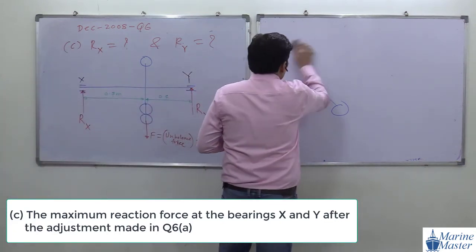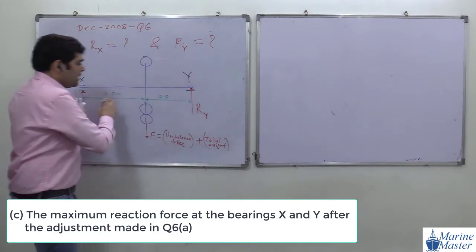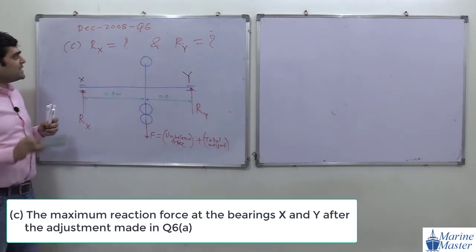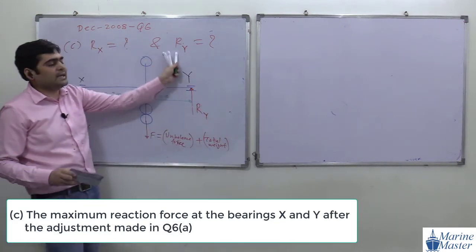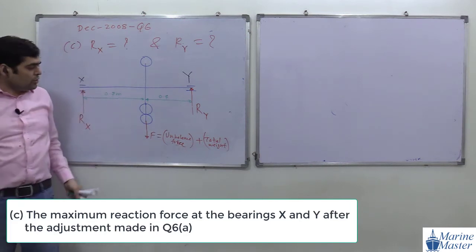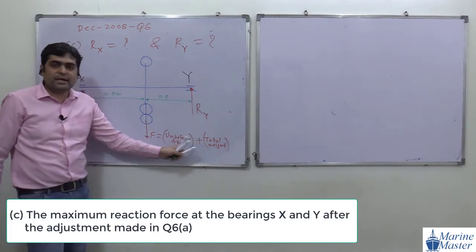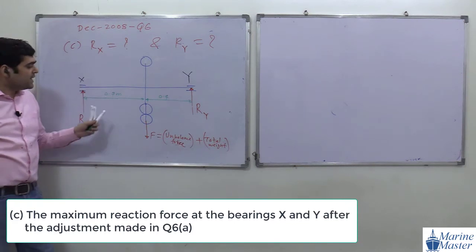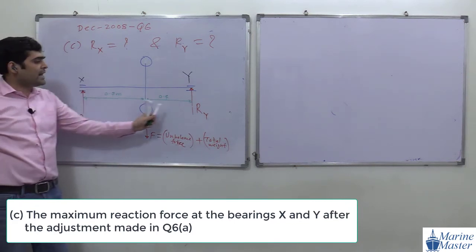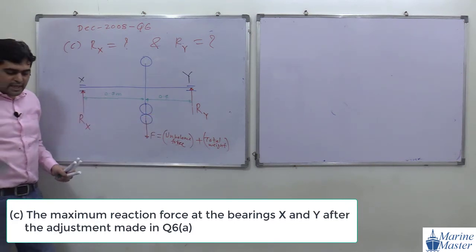Okay, so now, to make this simple, does anyone have any doubt in this discussion till now? Anyone have any doubt in this drawing? So here they are asking us the maximum value of Rx and Ry, and how to get the maximum value? When the unbalanced force and total weight both act in the same direction, then and only then will we get the maximum value of Rx and Ry. Okay guys, are you getting my point?